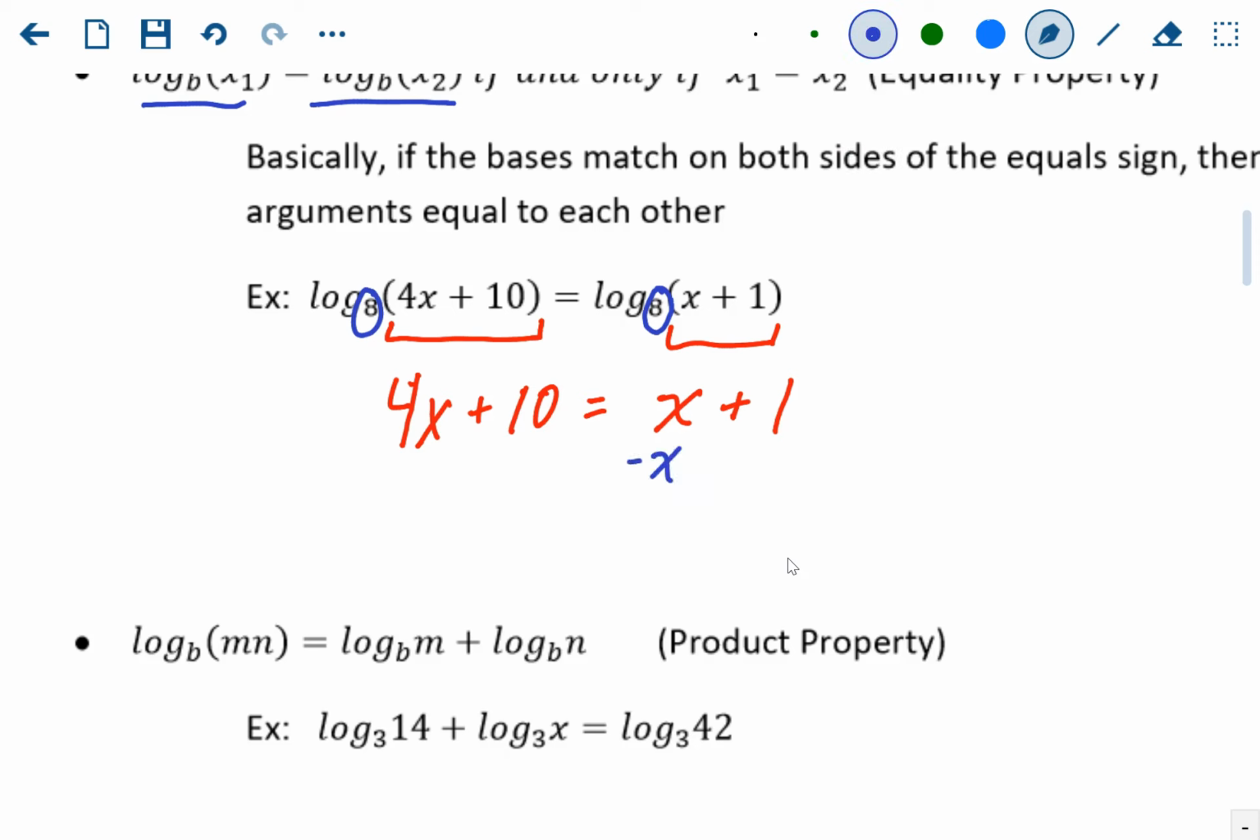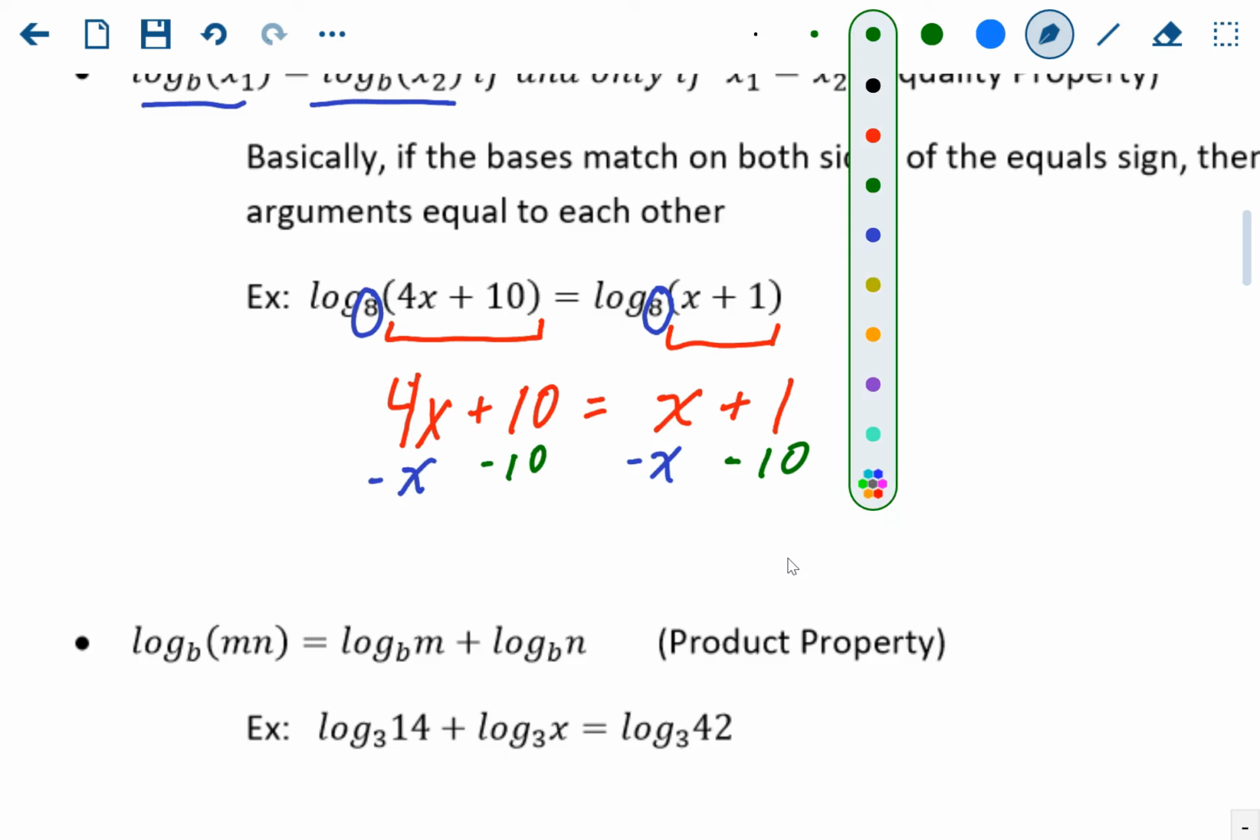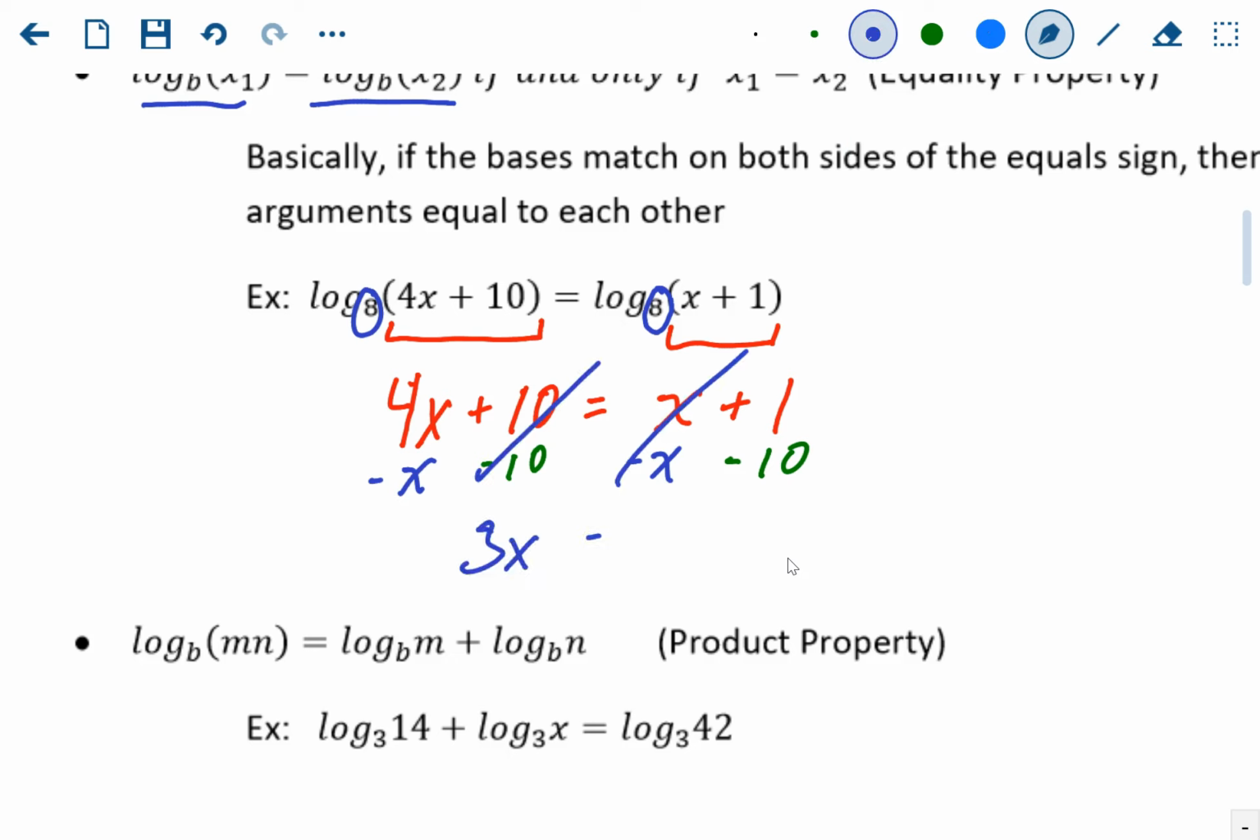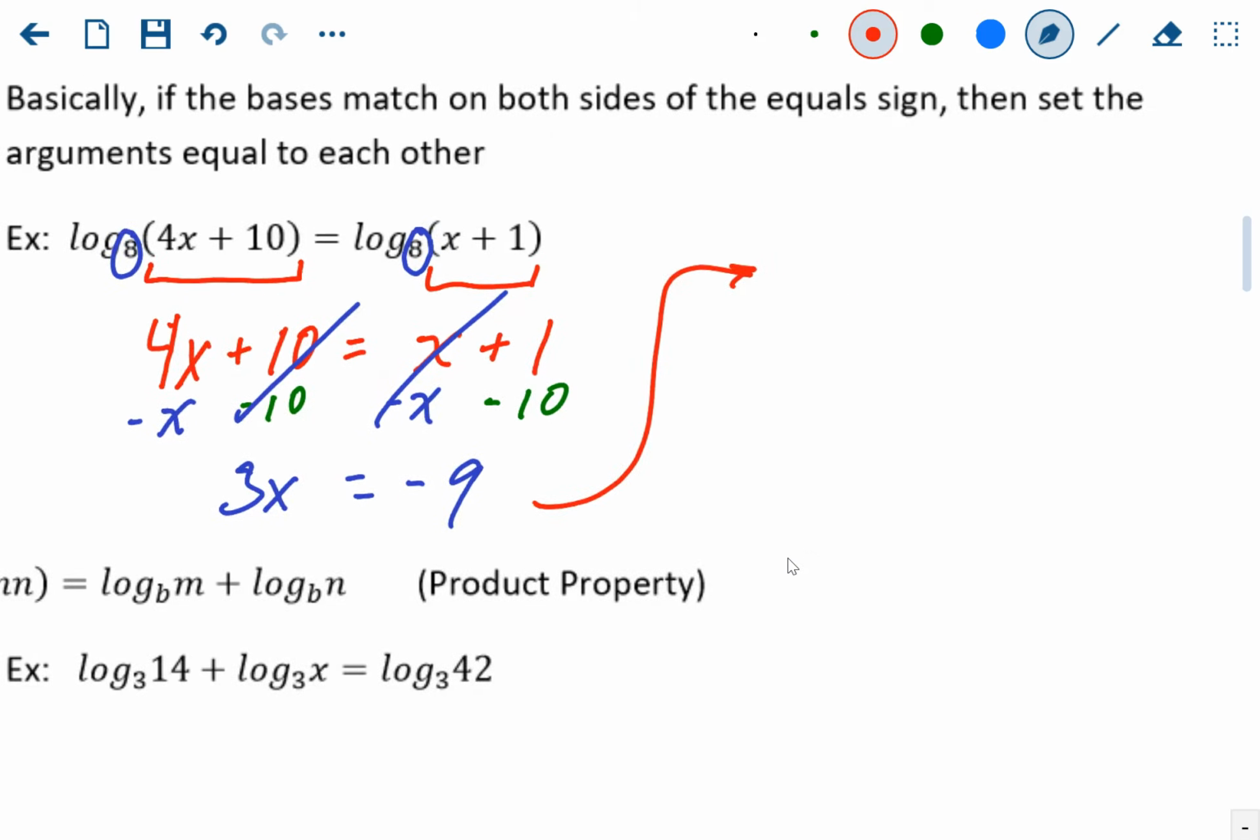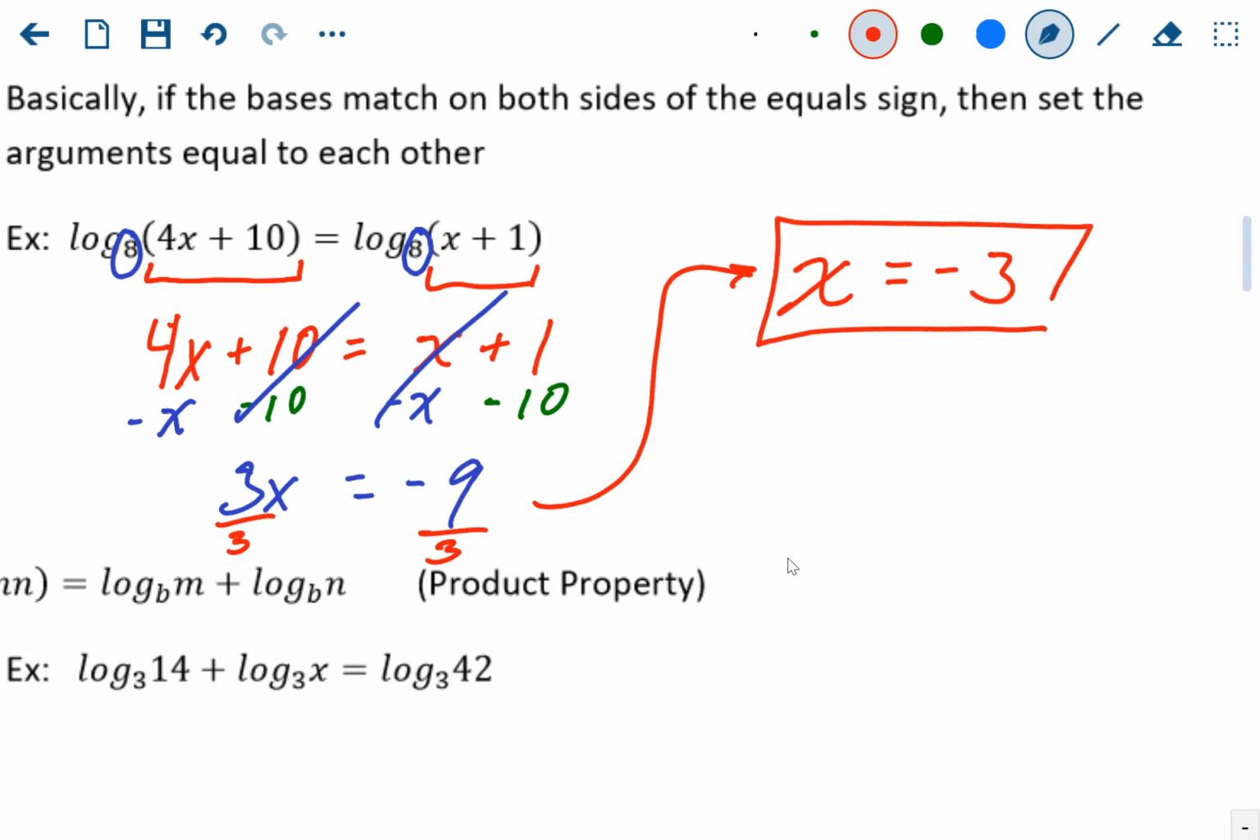Easy equation to solve. We get all the x's on the left and all the constants on the right. We're left with 3x; that goes away, that goes away. 3x equals negative 9. Solve for x. Obviously, divide both sides by 3. Negative 9 divided by 3 is negative 3. So x equals negative 3.